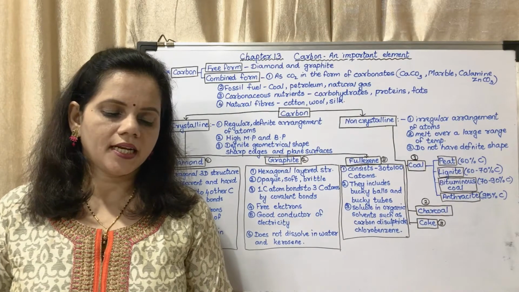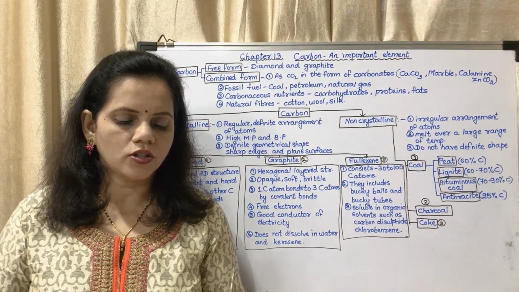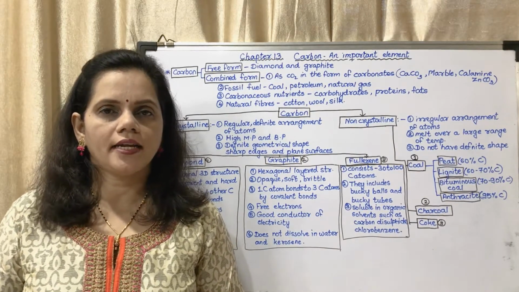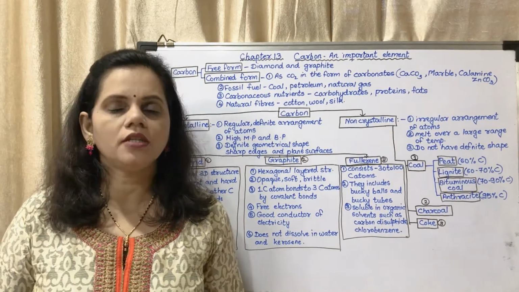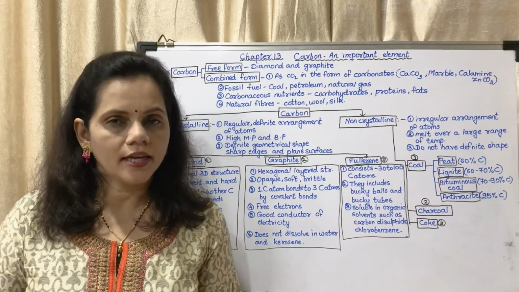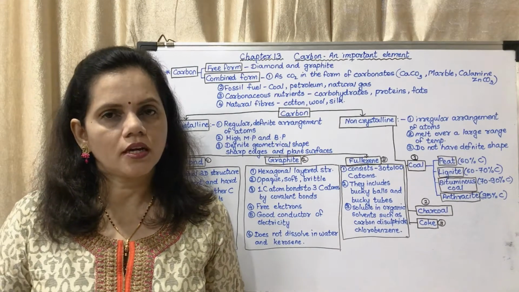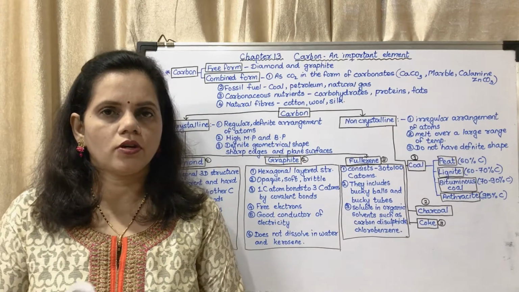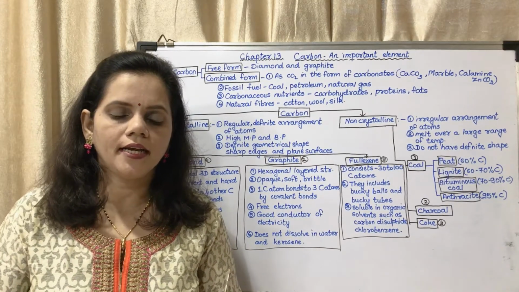Compounds obtained directly or indirectly from plants and animals are called organic compounds, and compounds which are obtained from minerals are called inorganic compounds. So this is a rough definition. The compounds obtained from plants and animals are organic and mostly contain carbon, and the compounds obtained from minerals are inorganic compounds. But there are some inorganic compounds which contain carbon.